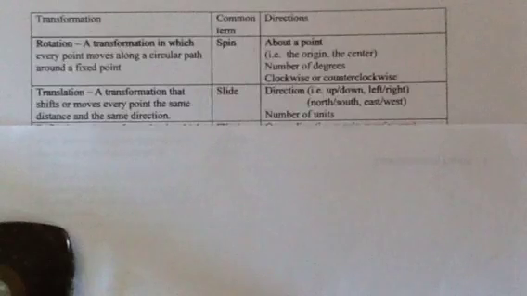Translation. A translation is a transformation that shifts or moves every point the same distance and the same direction. It is a slide. The instructions we need to include are the direction in which we are sliding, up, down, left, right, north, south, east, west, whatever the problem is dealing with, and the number of units in each of these directions.